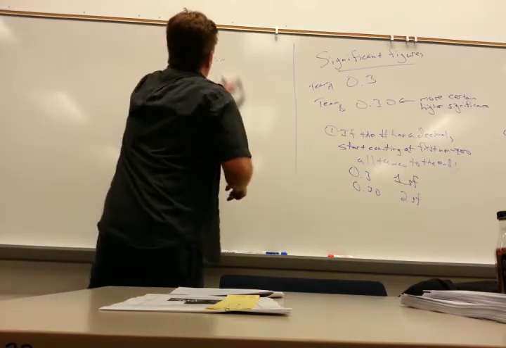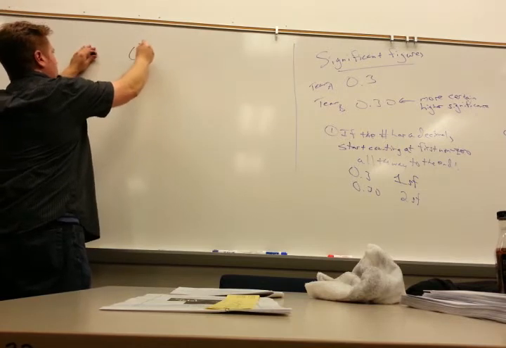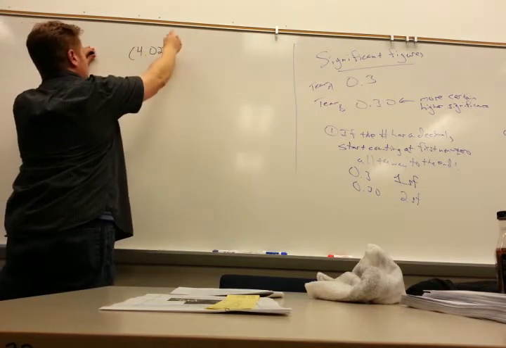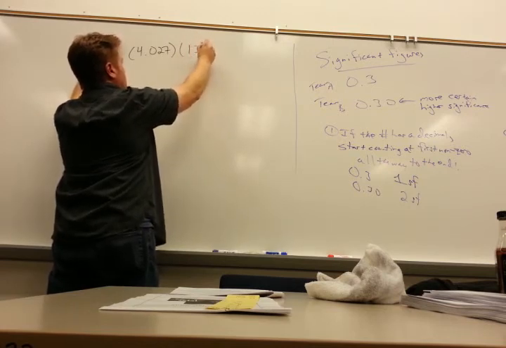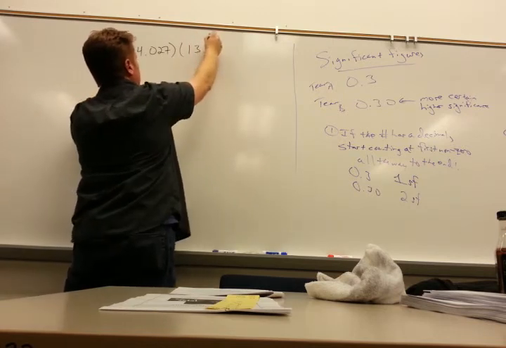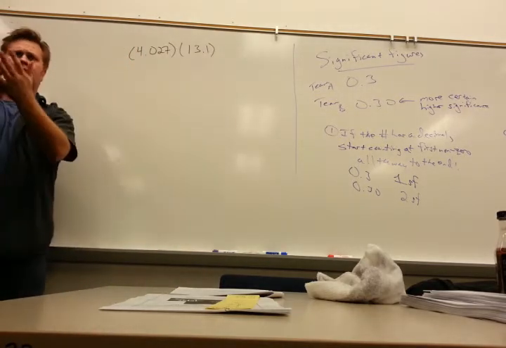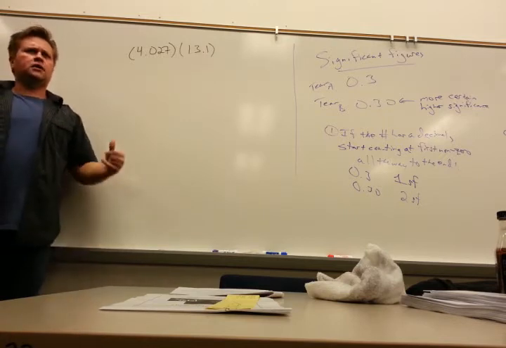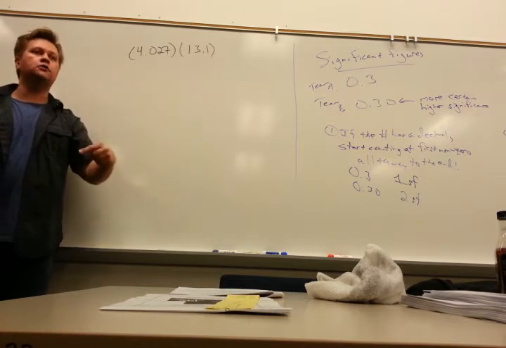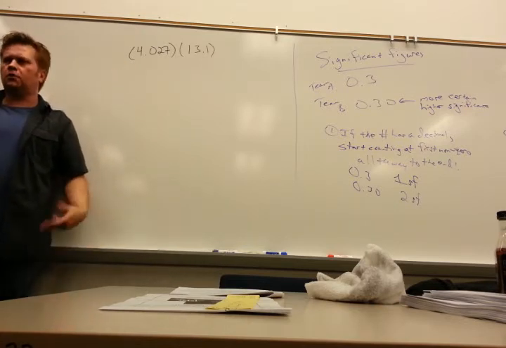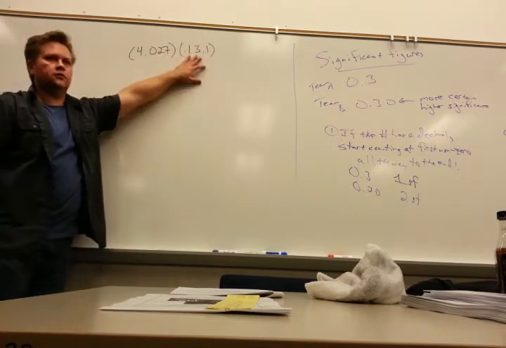So when you divide or multiply, for example, if I had 4.027 times 13.1. Step one is just do it. Put it in the calculator. I don't think your teacher's going to make you do long multiplication. Just do it in the calculator, get an answer. And then step two is round it to the correct place. Don't try to do both at once. That gets crazy.